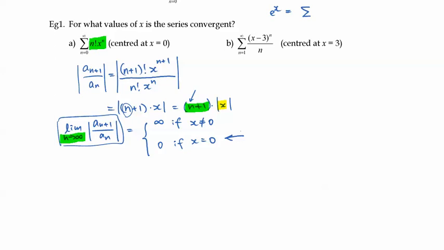Or in another word, for this series to be convergent, I want my x to be 0 only. So in this case, this infinite series will be convergent only when you have x equals 0.